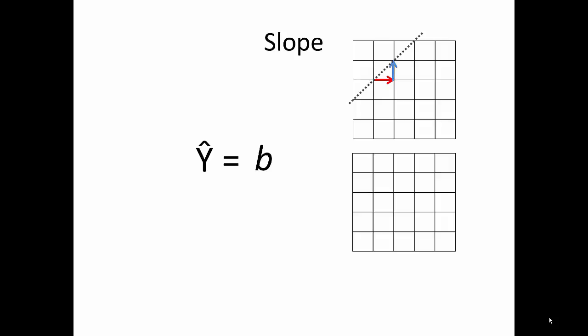If you have a slope of 0.5 or 1/2, it means that for every unit you go to the right, you're going up a half a unit. And there's the slope for 0.5. You can see the difference in a slope of 1 and a slope of 0.5.